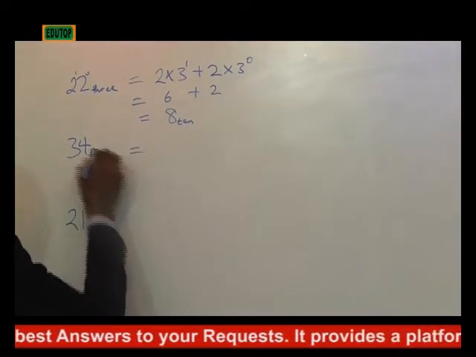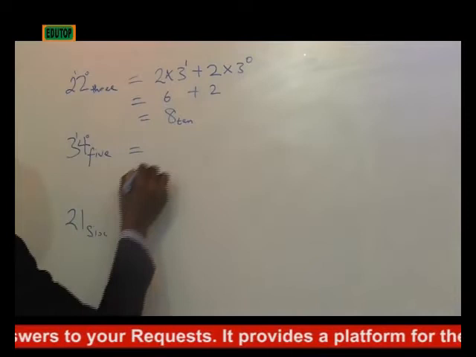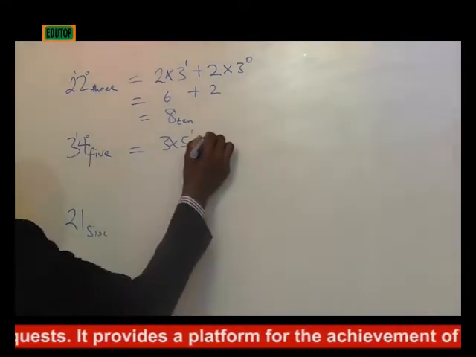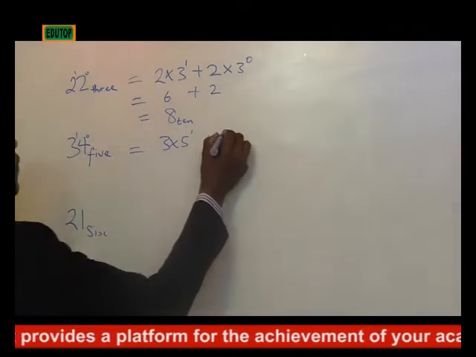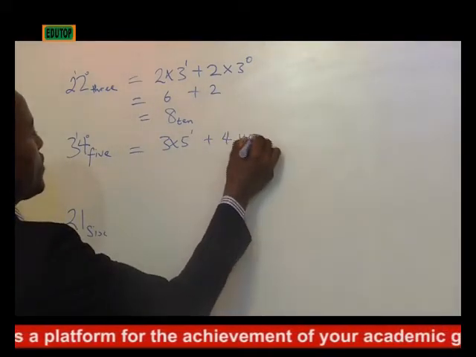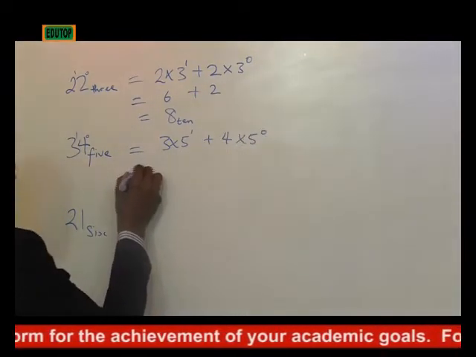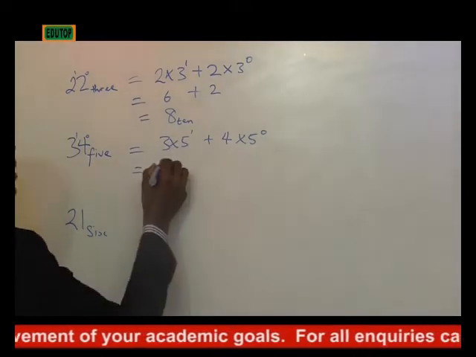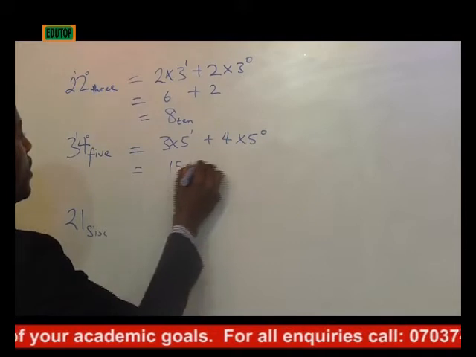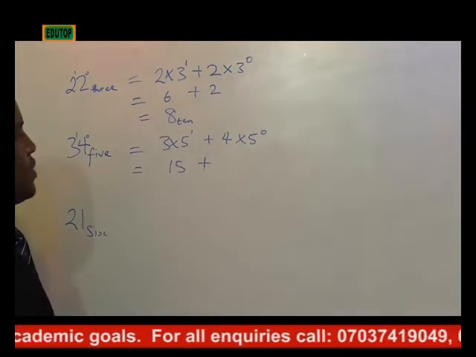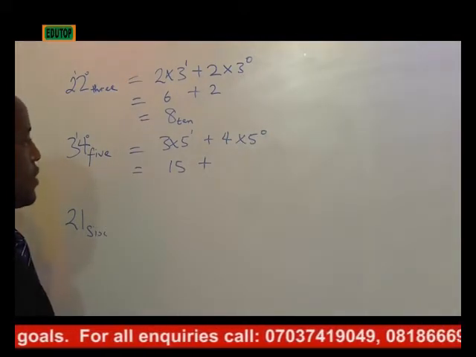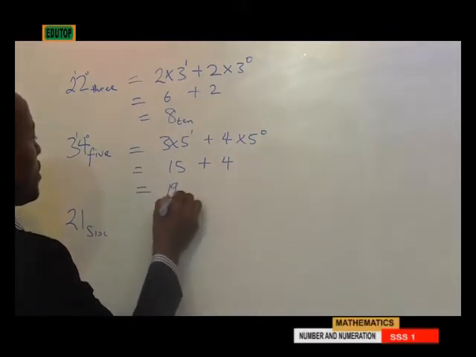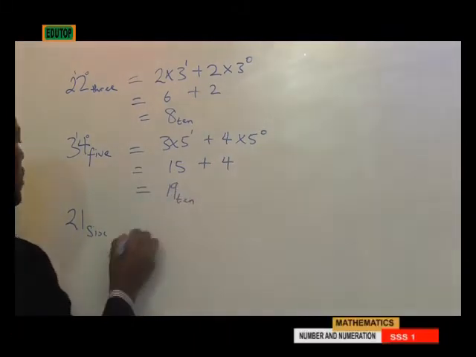This one is equal to this 0, this 1. That will be 3 times 5 raised to the power 1 plus 4 times 5 raised to the power 0, which is equal to 5 raised to the power 1 is 5, times 3 is 15, plus 5 raised to the power 0 is 1 times 4, that's 4, which is equal to 19 base 10. Okay?